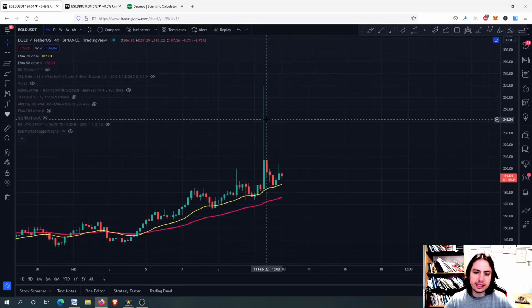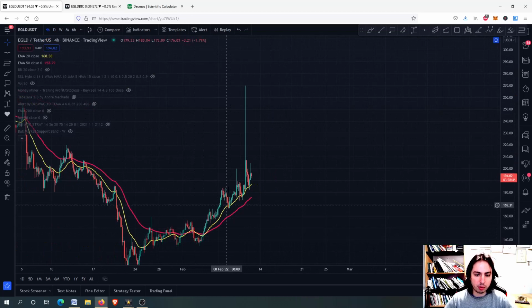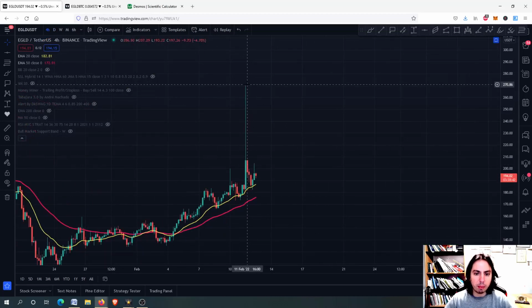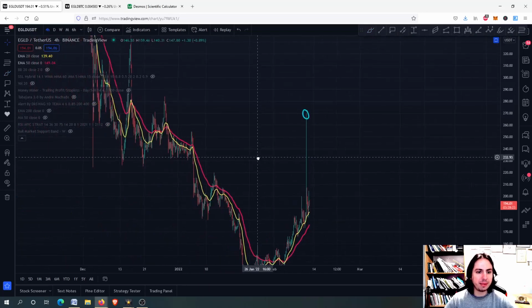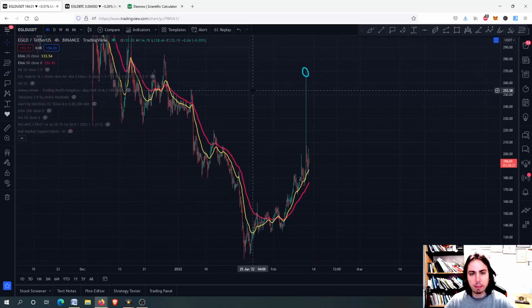And what do we see here is that we had a pump up, we had an impulse wave on the 4-hour frame, then immediately a huge buying pressure towards the 270, and then we had a huge sell pressure for EGLD. So what happens right now, and what does this price action mean? First of all, when we have this price action with a huge sell pressure, it is not a pump and dump coin. Okay, EGLD is not a pump and dump coin.